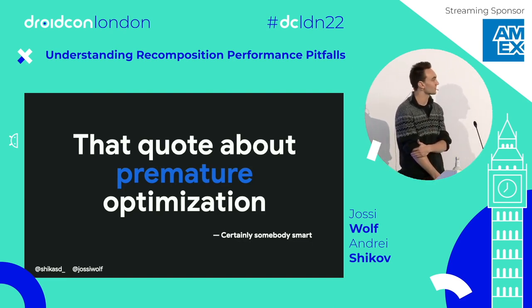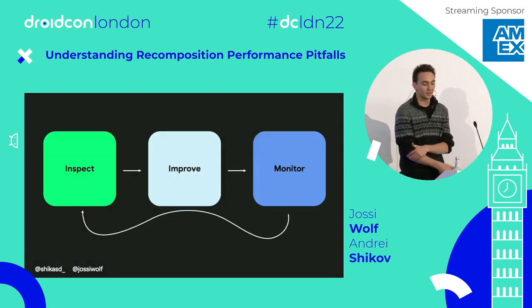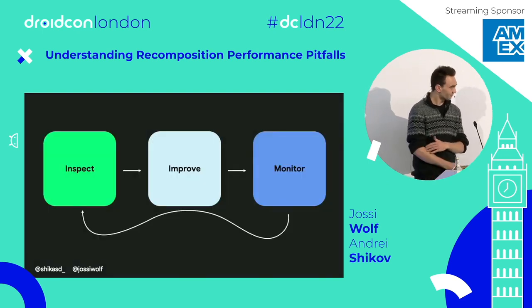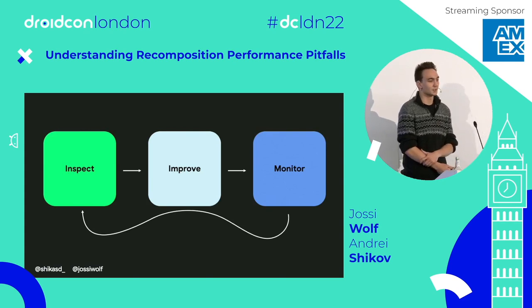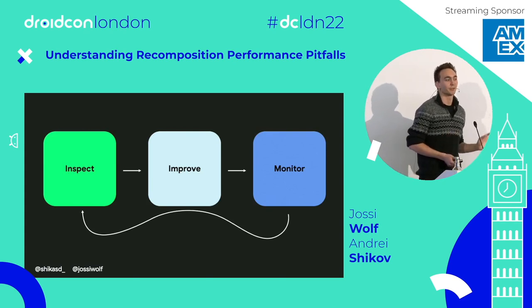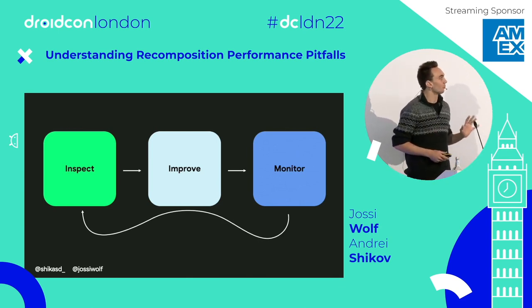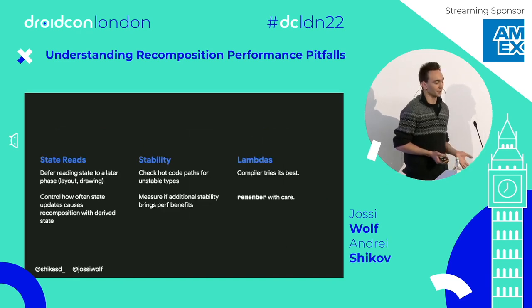It'll give you just pain. So go inspect and improve and monitor, and don't overly optimize just before. So we talked about a ton of stuff, from how does recomposition work, to some performance tips, to stability, to lambdas. So let's just briefly recap a couple of things here.